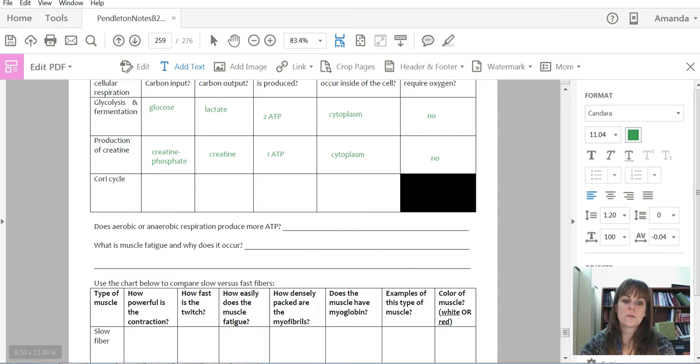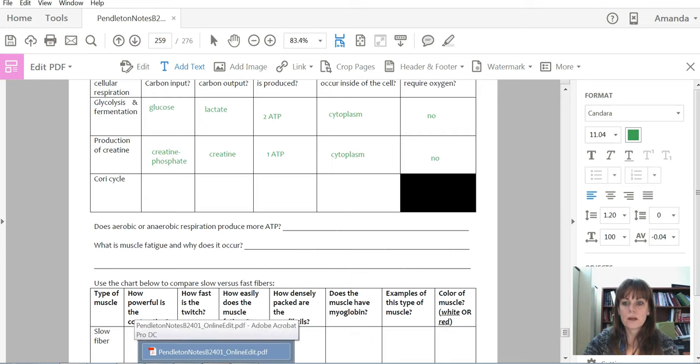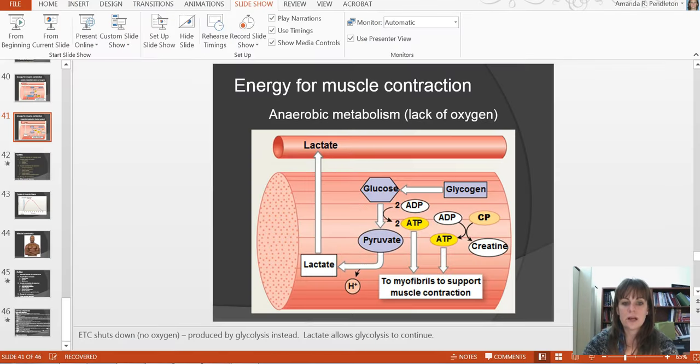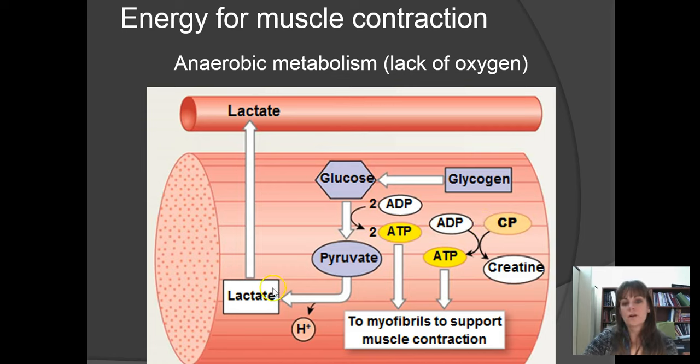Now there's one other thing that I want to mention while we're here, which is called the Cori cycle. And this is a series of reactions where you're going to take lactate. Remember, we had glucose, we only got 2 ATP. We're going to take lactate, and that's actually going to be put out into the bloodstream and sent to the liver. The liver will convert that lactate back into glucose, and then it will send that glucose back to the muscle cell.